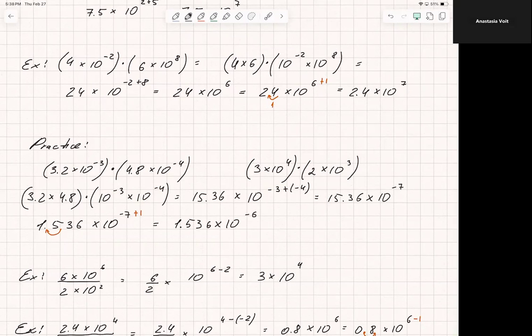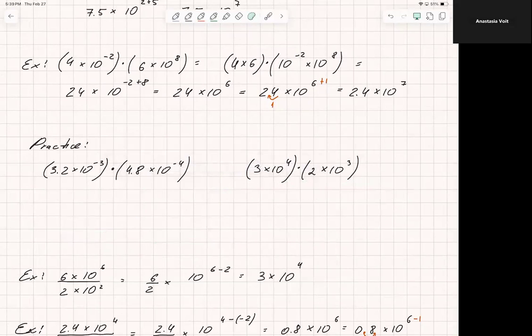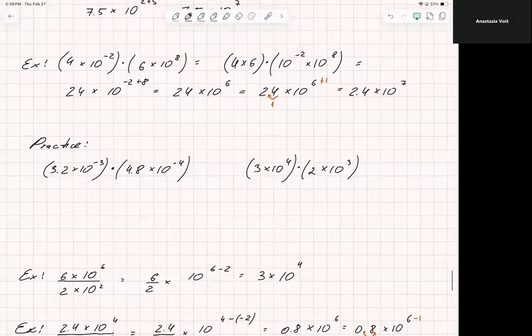Okay, now let me erase this. And let's do now this problem. So we have 3 times 10 to the 4th power times 2 times 10 to the 3rd power. So we combine 3 and 2. So we have 3 times 2 in one parenthesis, and we have 10 to the power of 4 times 10 to the power of 3 in another parenthesis.